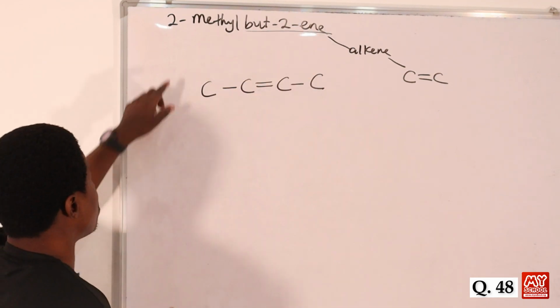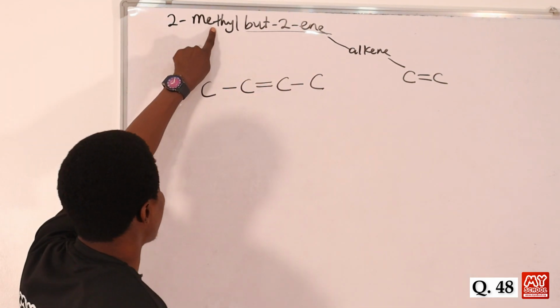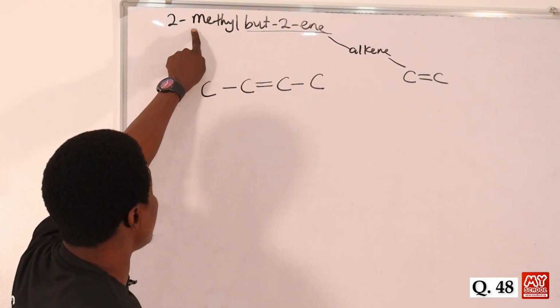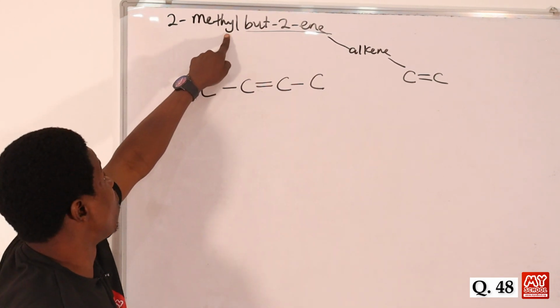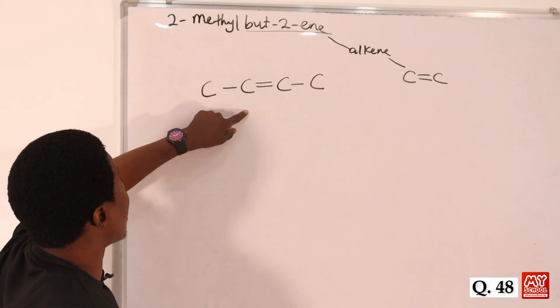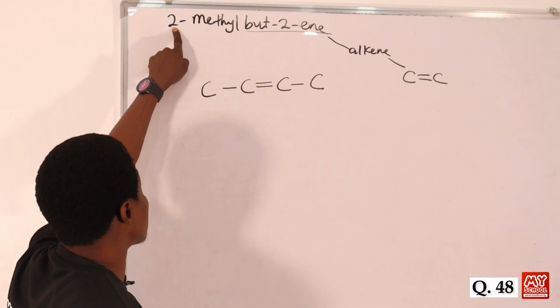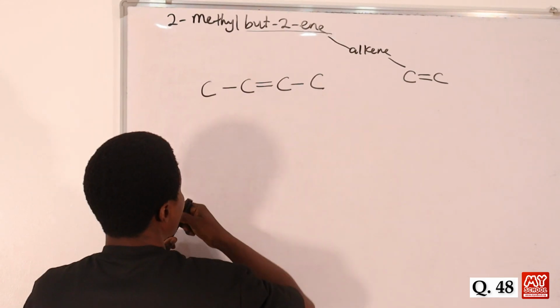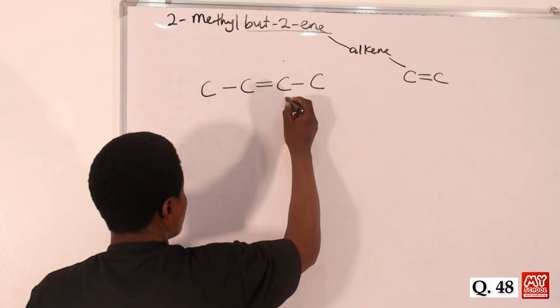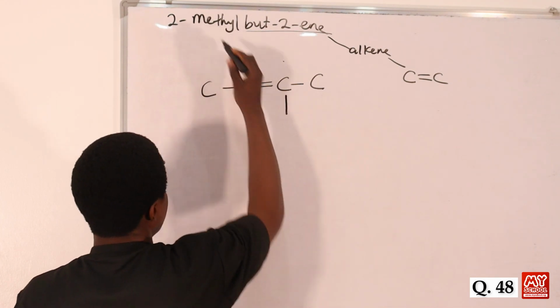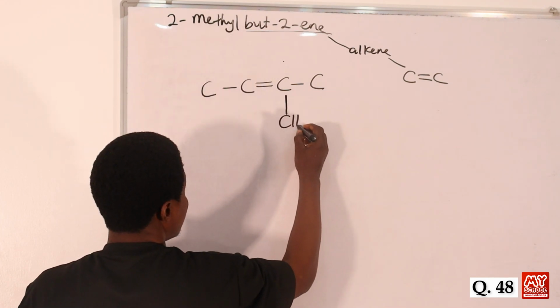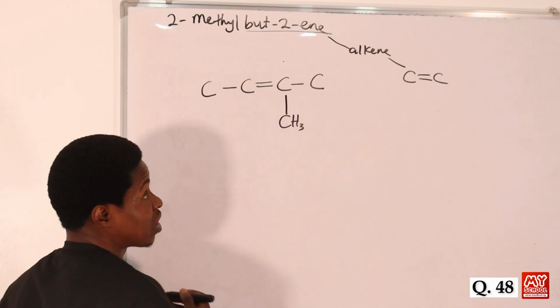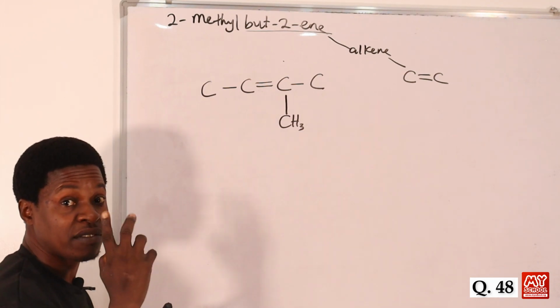The next thing now to draw is the 2-methyl. That's the substituent, so we have a methyl group added on carbon 2. So we count again: carbon 1, carbon 2. On carbon 2 here, I will draw this, or you can draw it here anyway. Methyl, which is CH3. But you must count to ensure that it follows the rule.